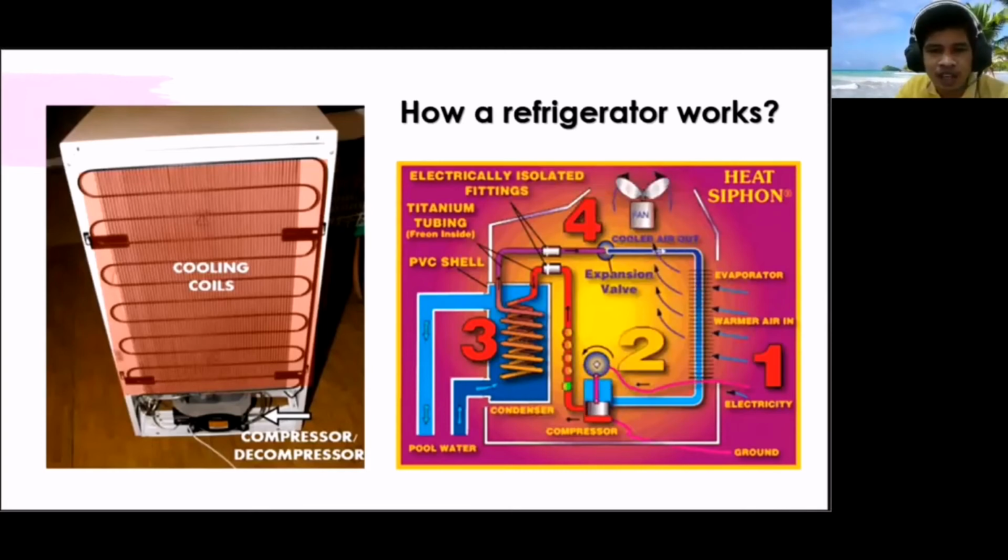So we have here number 1. If you look here, let me check. Number 1 here will absorb the heat from inside. It will pass through here from the compressor, and then the compressor will pass through it here. And then we have here the refrigerant. Refrigerant. And then it will pass through here. This number 3 is a decompressor or the condenser.